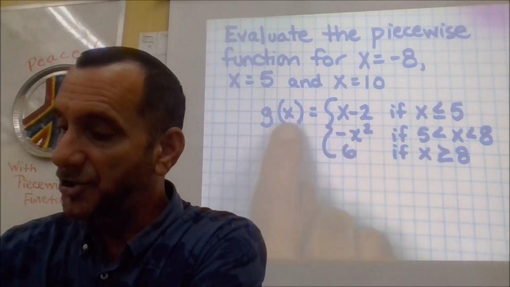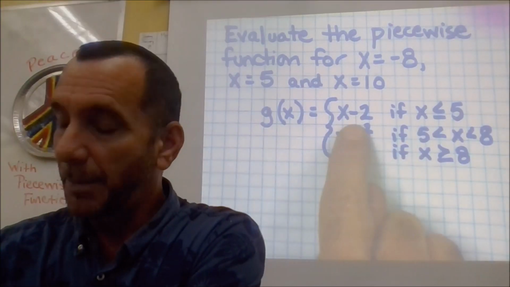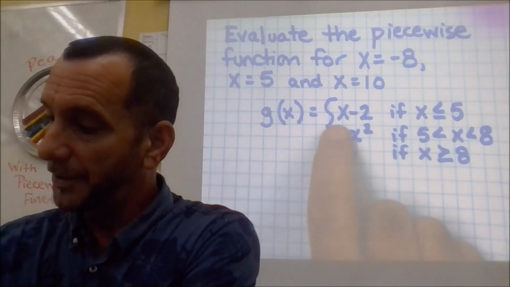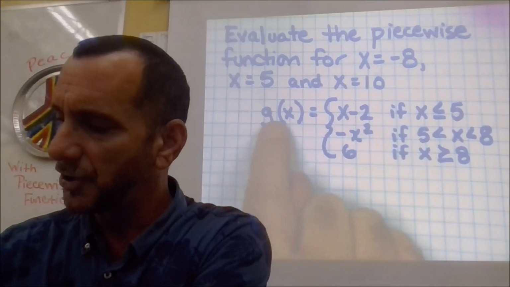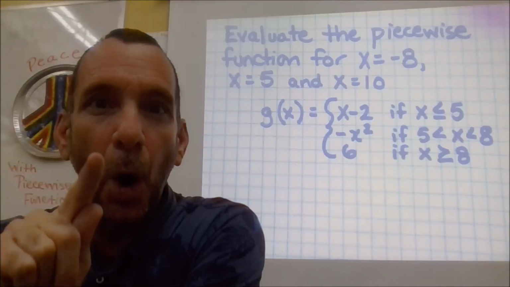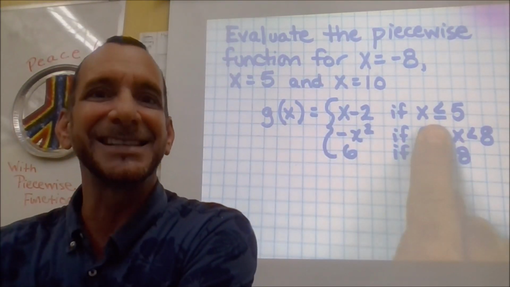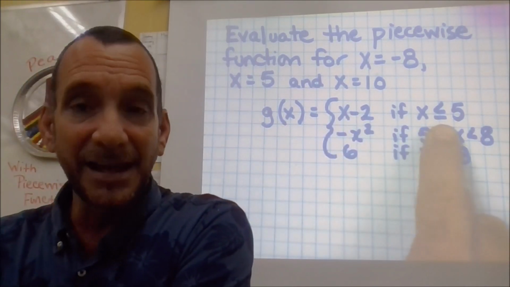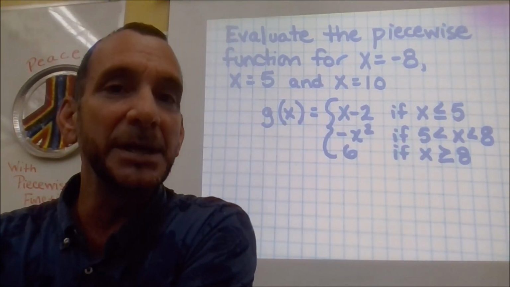And the first function is really, I like to look at it as y equals x minus 2. Now that's a line, right? x minus 2 with a slope of 1 and a y-intercept of negative 2. That's the function y equals x minus 2. However, it only occurs as this function if x is less than or equal to 5. So when x is less than or equal to 5, we can use this as the part of the piecewise function.